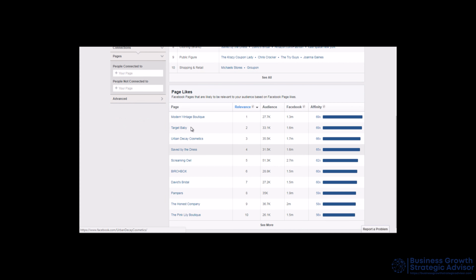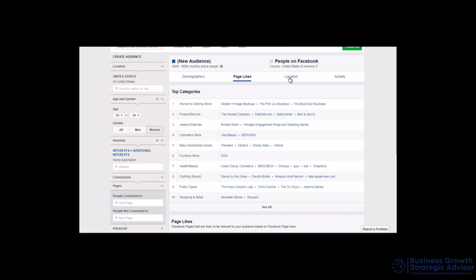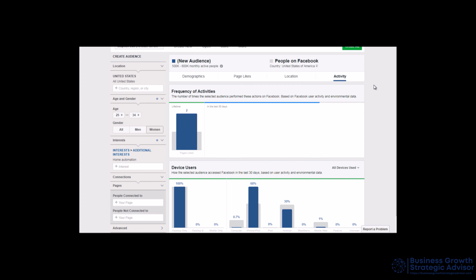So we can see the page likes. You can even go to these pages and see how they interact with each other. We can go to location to get an idea of where they're located. So we can see North Carolina, South Carolina, Florida, Alabama, Arizona, Arkansas. So a lot of these are actually the southeast, which is interesting. I don't know why they're interested in home automation, but they are. So that gives us an idea of geographically, maybe we can dig further, look into cultures. They look like Southern, so we don't really know why they're interested in home automation, but they are.